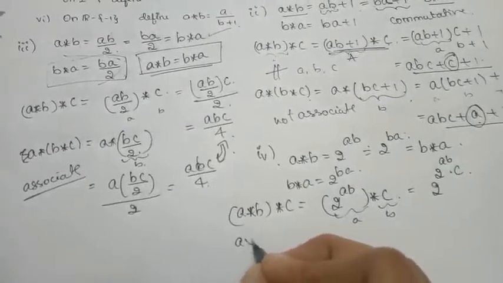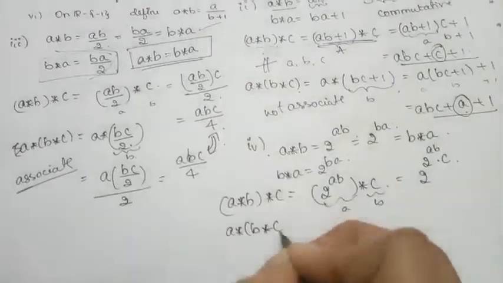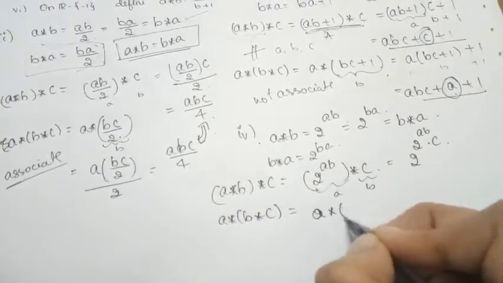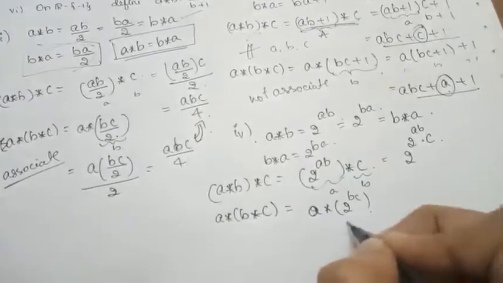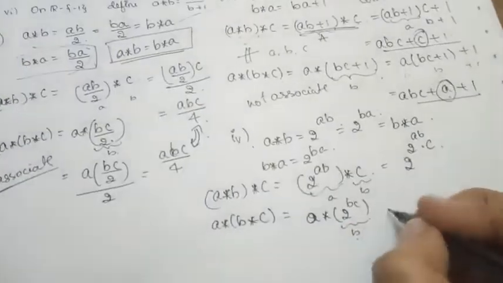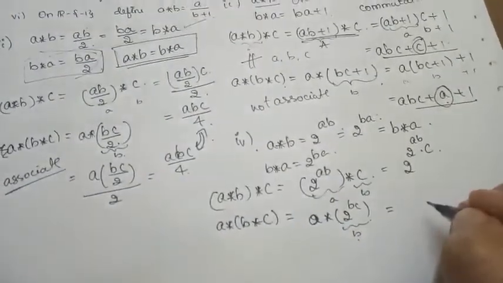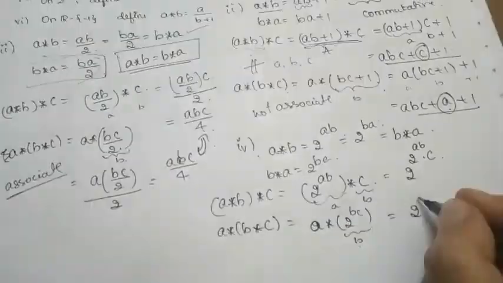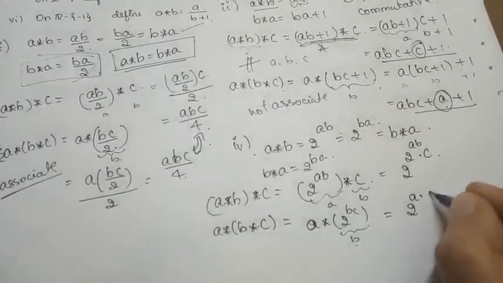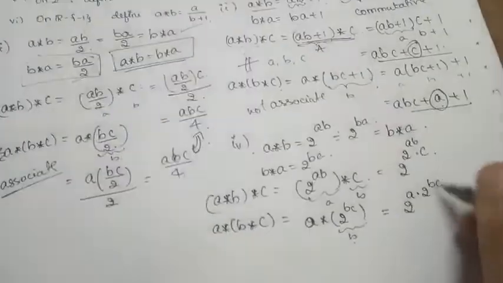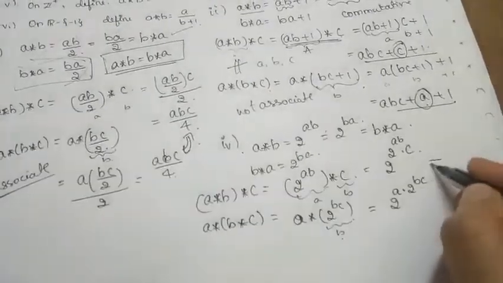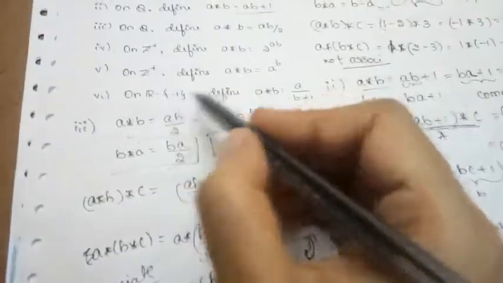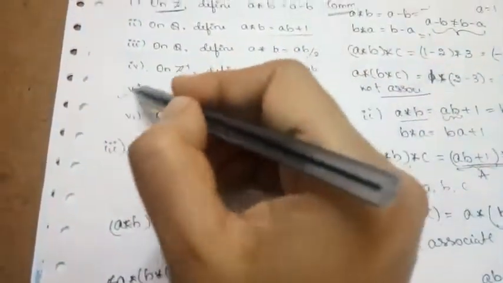Similarly for RHS, A star B star C. What does B star C say? It is saying 2 to the power BC. I will consider this one as B. It is in the form of A star B. What is the definition of A star B? It is nothing but 2 to the power AB. So 2 to the power A is that itself, and B is nothing but 2 to the power BC. By looking here itself, you can clearly say that LHS is not equal to RHS, so it is not associative.